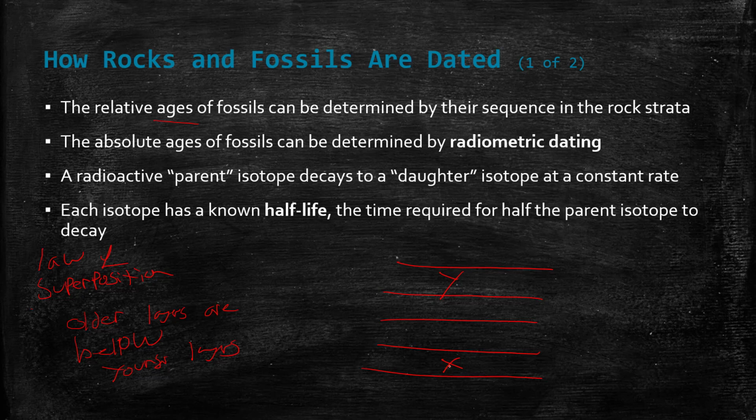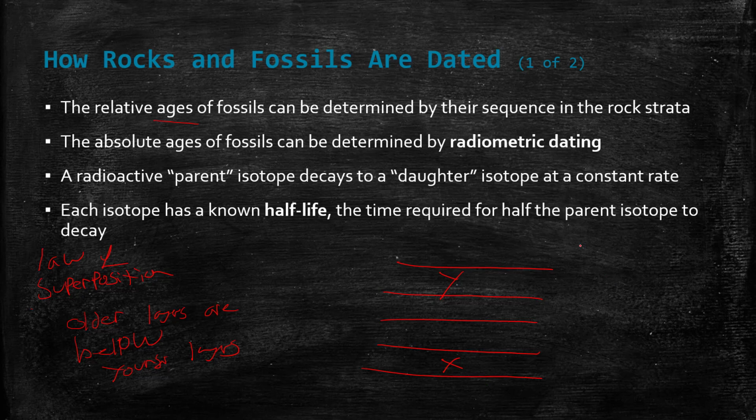So this rock layer was put down first, then this one, then this one, then this one. So in this layer, X is older than Y, okay? So that's what we call relative ages. We can tell if some fossils are relatively older or younger than others. That doesn't mean we know how many years old they are. We just know that, hey, this one was buried first before that one, okay?